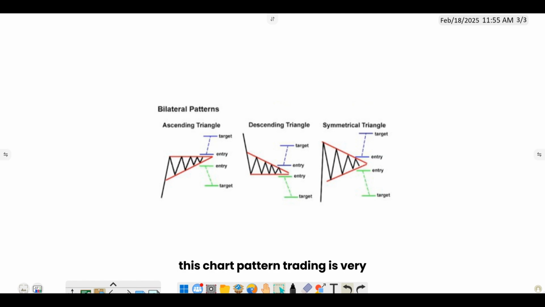This chart pattern trading is very, very good and will help you a lot as a trader.